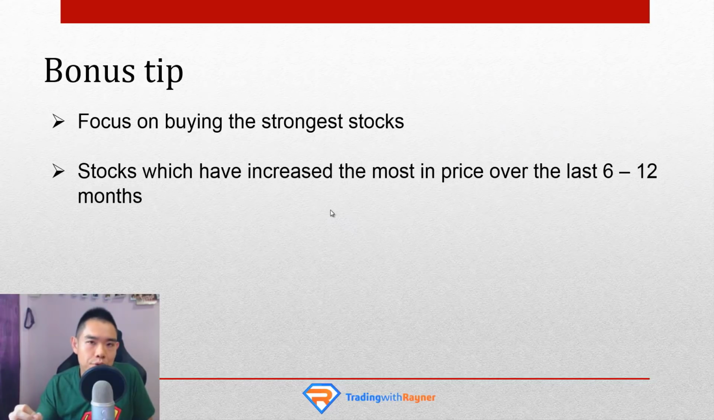One tip that I have for you is to focus on buying the strongest stock out there. What you can do is simply go with the stock that has increased the most in price over the last 6 to 12 months. Why is that? Because academic research has proven, and my own backtesting has proven, that stocks that have increased the most over the last 6 to 12 months are the ones that are likely to outperform the market.